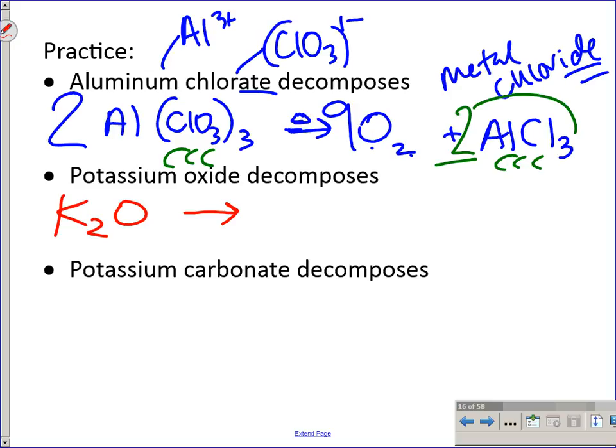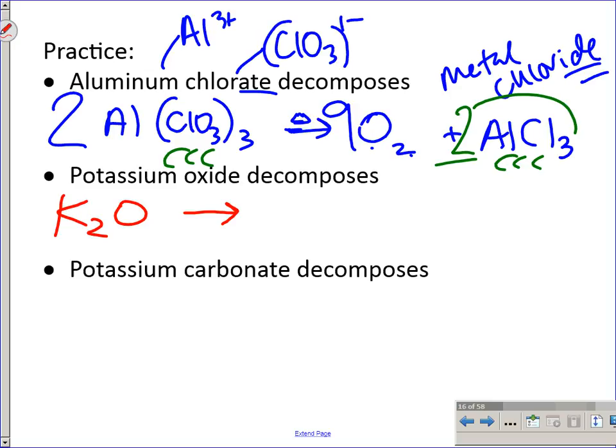Decomposes. So of our 4 types of decomposition, we have binary decomp, metal hydroxide decomp, carbonate decomp, and chlorate decomp. Which is this one? This is a metal oxide. I would just call this one binary, because with metal hydroxide you're looking for the decomposition. So, metal oxide: binary decomposes into the 2 elements that it is comprised of.